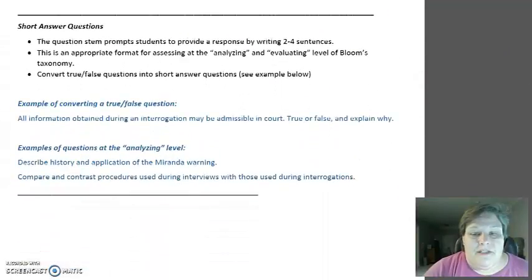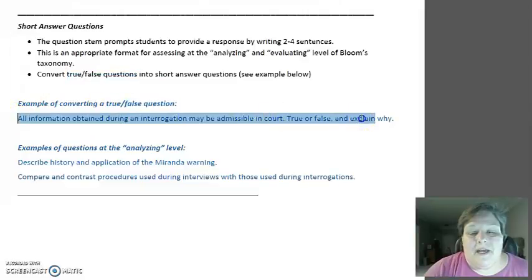Short answer questions, the student just writes a number of sentences, 2, 3, 4, 5, 6 sentences to answer the question. These are good for the analyzing and evaluating level of Bloom's taxonomy. And what I would encourage you to do, I said earlier, those true-false questions, I don't like them as true-false questions, but you can convert them to short answer questions by asking students to evaluate or to justify why they said true or false.